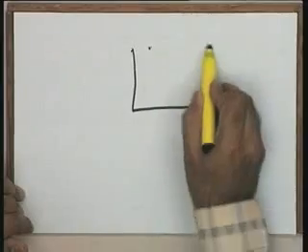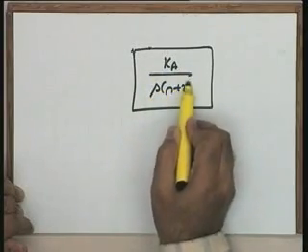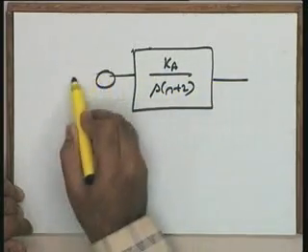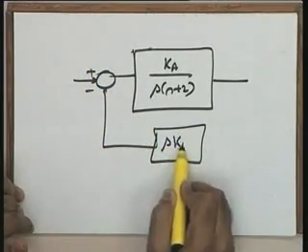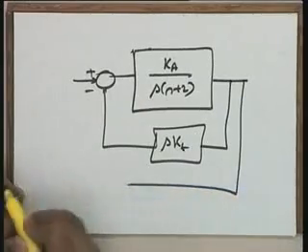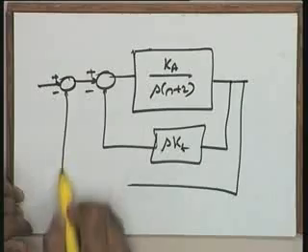Fine. Then I think with this example all the rules probably have been given to you very clearly, and let me take a couple of more examples, and then the next lecture will be completely on design. The other example I take is the following: Ka over S into (S plus 2), it is a tachometric feedback. You can imagine this to be a position control system with tachometric feedback.